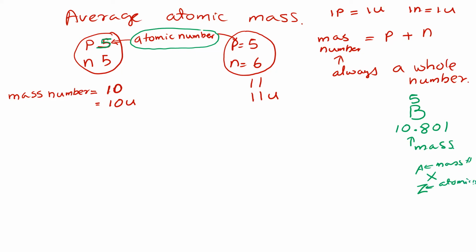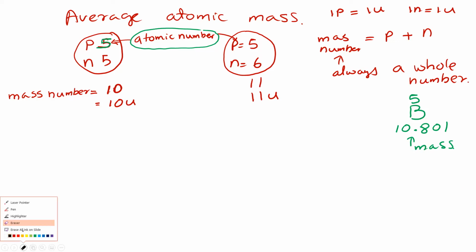But when we show things in the periodic table, we show it a little bit differently. If you see a whole number, that is going to be your atomic number, and you will not see a whole number for the mass, because the mass given in the periodic table is not the mass number. It is rather the average atomic mass, or the relative atomic mass, that is given. Now we are going to see how we ended up with this 10.8.